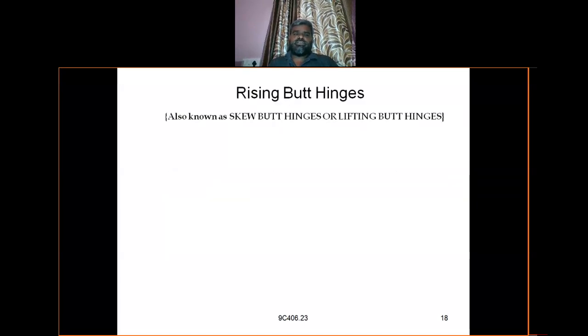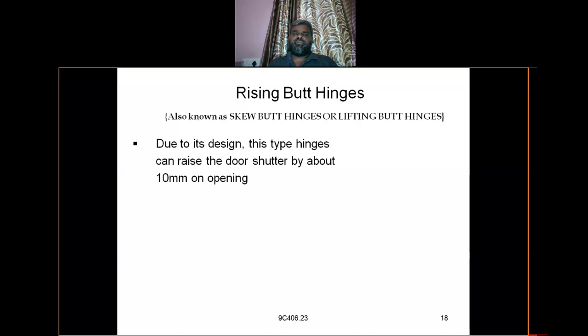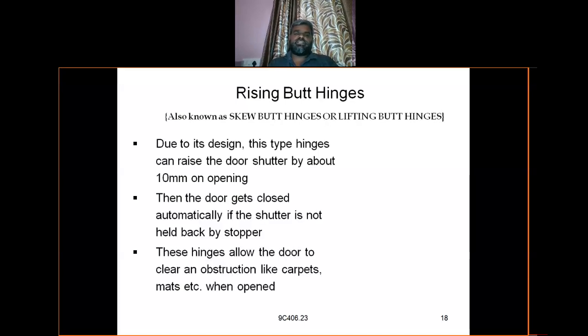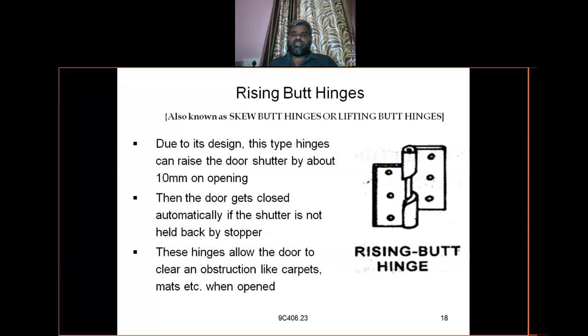Rising butt hinges, also known as skew butt hinges or lifting butt hinges. Due to its design, this type of hinge can raise the door shutter by about 10 mm on opening. Then the door gets closed automatically, as the shutter is not held back by a stopper. These hinges allow the door to clear an obstruction like carpets, mats, etc. Like this. In rising butt hinges, one edge is raised compared to the other.